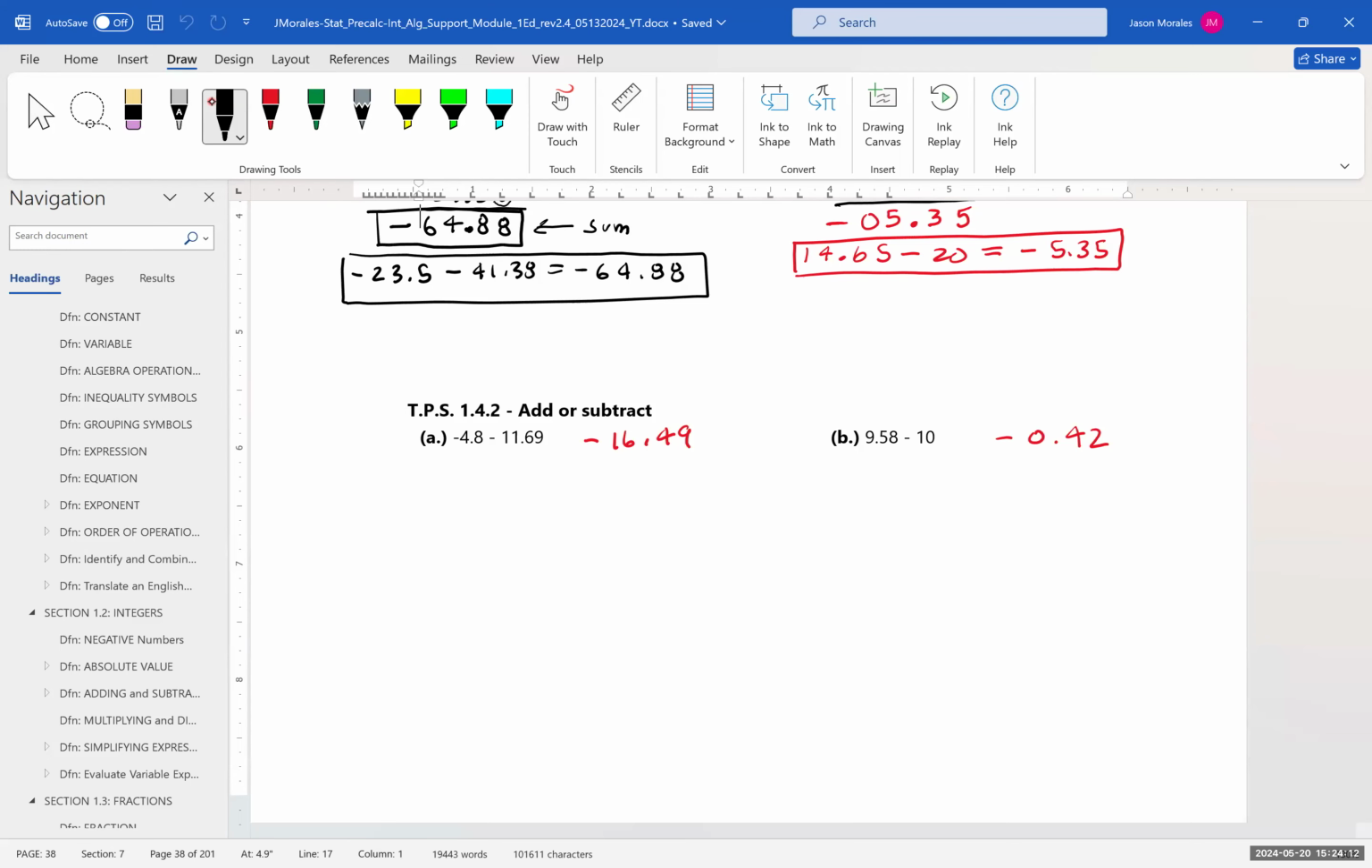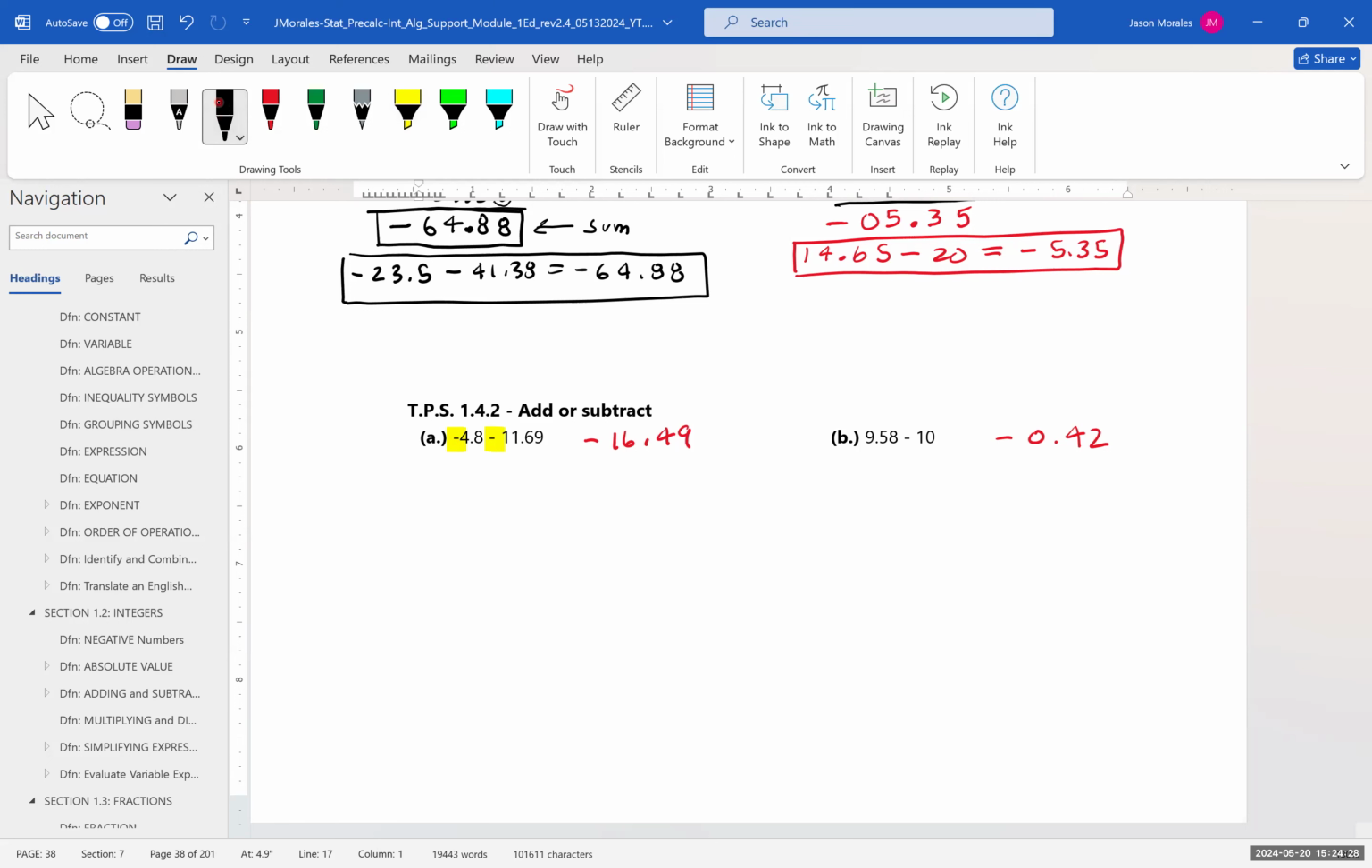Okay, so let's look at this first think pair share problem. This is negative 4.8 minus 11.69. Notice right off the bat that both of these are negatives. Another way to write this is negative 4.8 plus a negative 11.69. So when these are both the same sign, you're going to add them together and reattach the sign of each to the sum that you end up adding together.